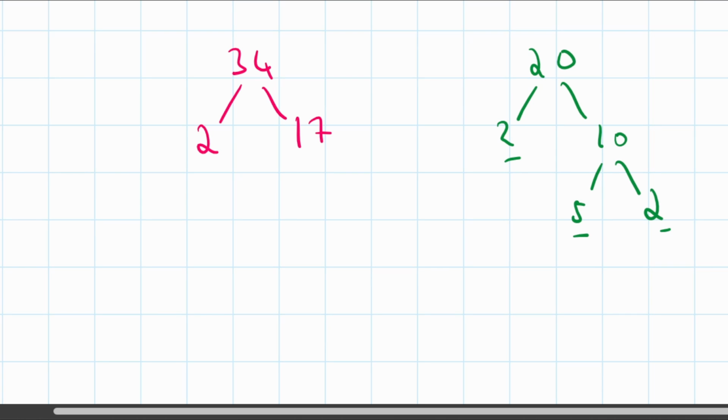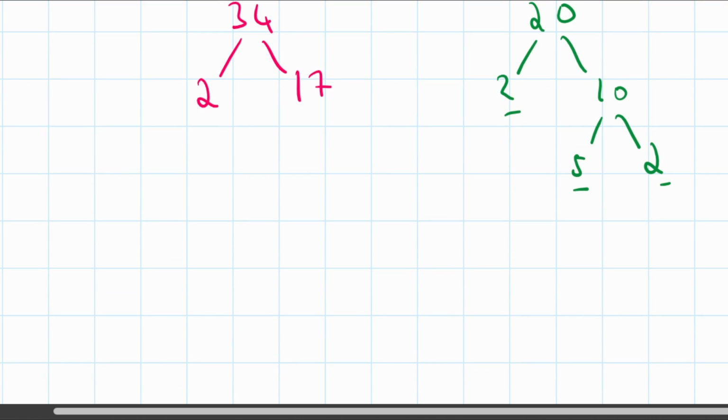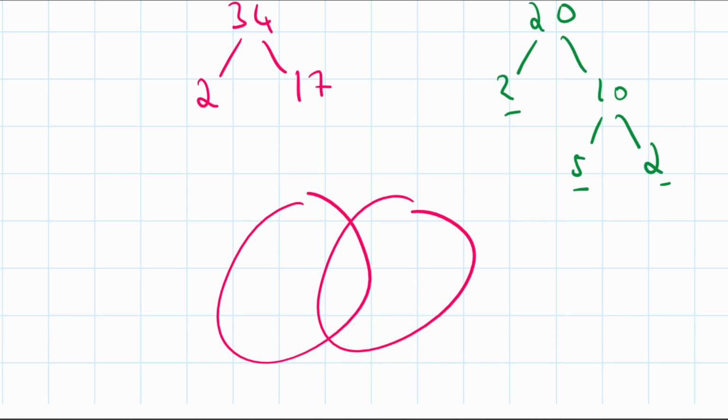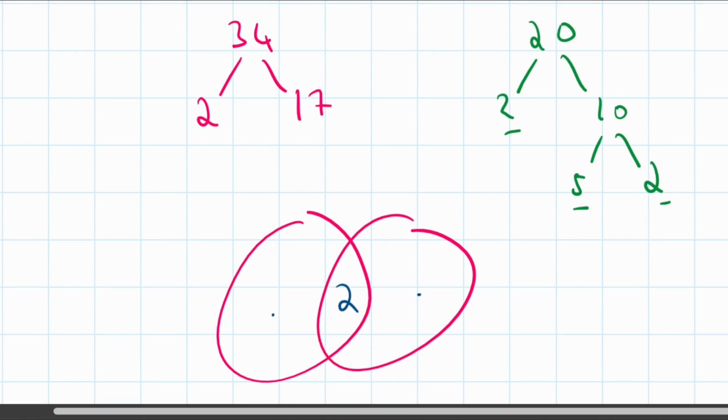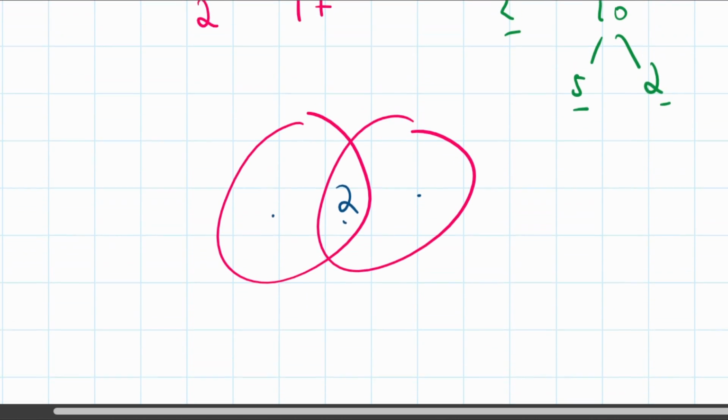And so we can then draw our Venn diagram. And again, remember, we're looking for the highest common factor, so all we're looking for is basically the numbers in the middle. You can see 2 goes in the middle because it's common to both of them. We can fill out the rest, but we don't really need to because we're just looking for the highest common factor. So the highest common factor for both of these is just 2 in this case. Okay, so let's do the next one.